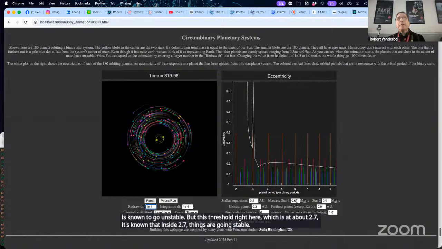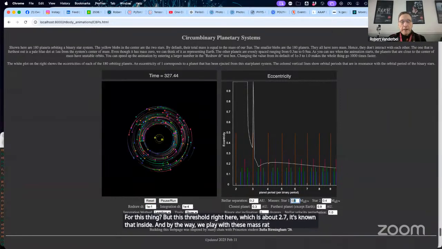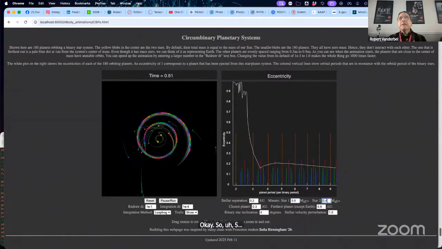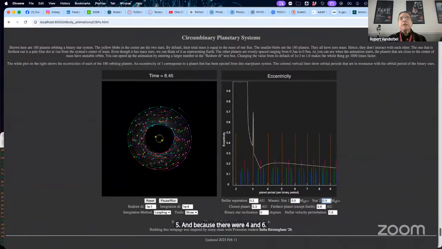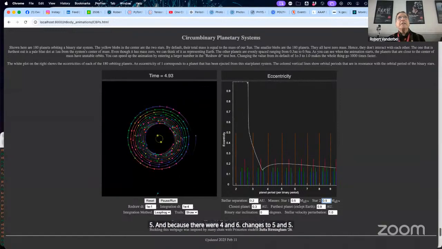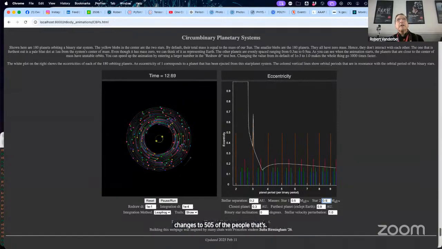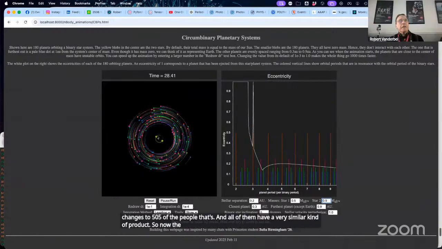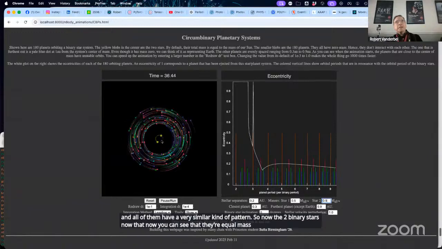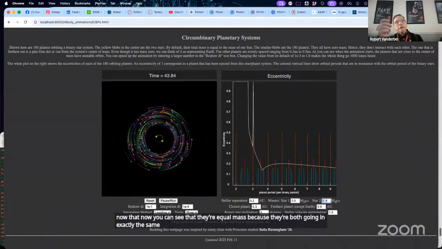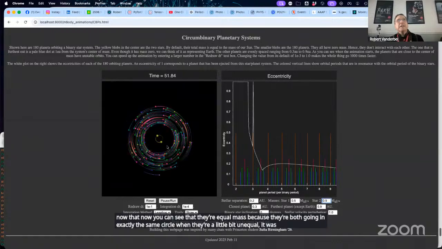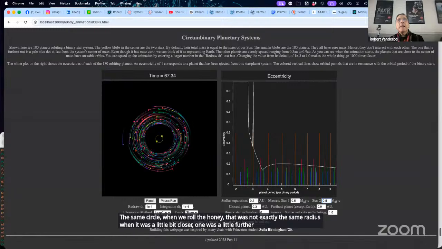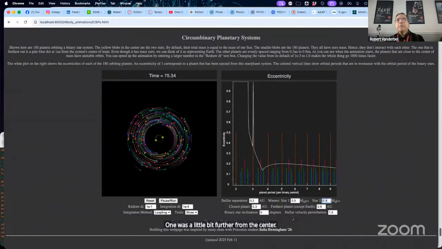And by the way, we can play with these mass ratios and all kinds of stuff. I can change this to 5, and because they were 4 and 6, it changes to 5 and 5, another equal mass. And all of them have a very similar kind of pattern. So now the two binary stars, you can see that they're equal mass because they're both going in exactly the same circle. When they're a little bit unequal, it was not exactly the same radius. One was a little bit closer, one was a little bit further from the center. And we can play with all kinds of things here.